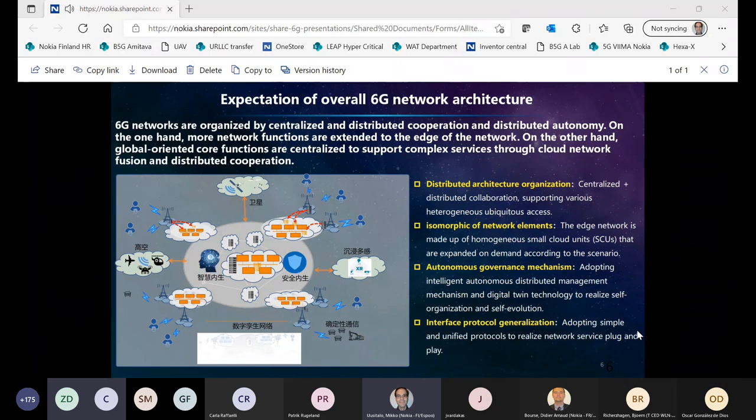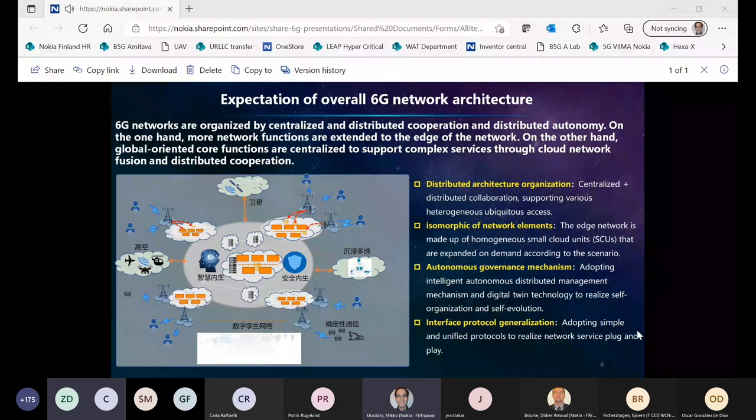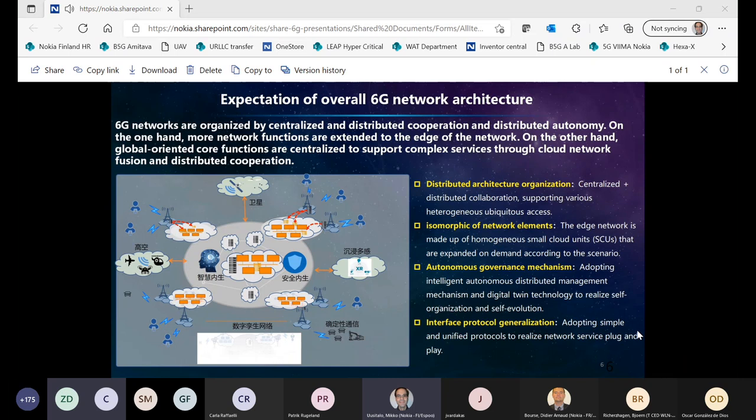Based on the principles, we propose a preliminary assumption of 6G architecture. With the collaboration of centralized and distributed, the global-oriented core functions can be centralized, and the distributed autonomous functions can be extended to the network edge. We named the distributed autonomous function SCU, that is small cloud unit. The SCU can isomorphically expand on demand and has a unified protocol. It can be plug and play and can also be combined with digital twin technology to achieve self-organization and self-evolution. This is the outline design of 6G architecture.